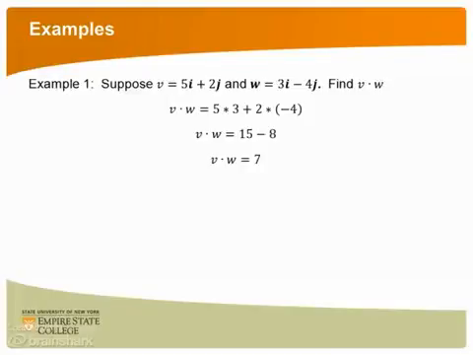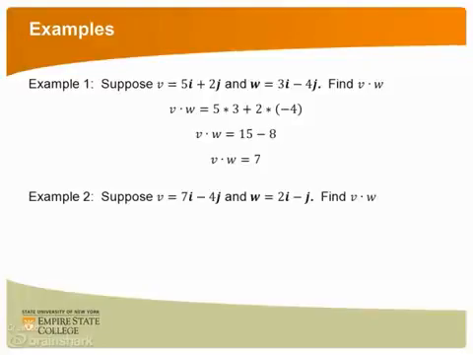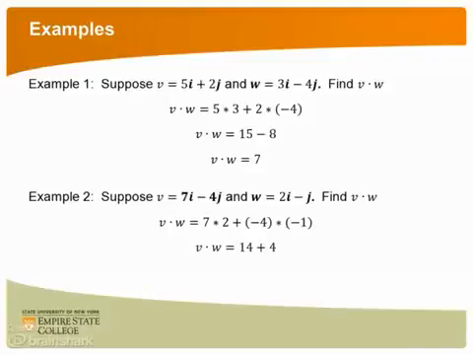Let's see another example. Suppose this time v equals 7i minus 4j and w equals 2i minus j. We want to find the dot product of v and w. Plug into the formula for dot product. Doing the multiplications, we have 14 plus 4. Our dot product is 18.